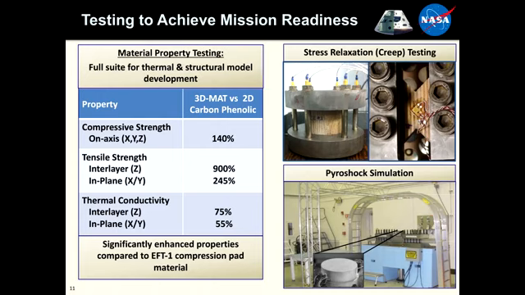So that's great. I'll point out that we also improved upon the thermal conductivity. We want that to be low. We're, again, trying to keep the heat out of the vehicle. Our thermal conductivity is about 3/4 that of the carbon-based system, the 2D carbon phenolic. So this is all really great news for us.